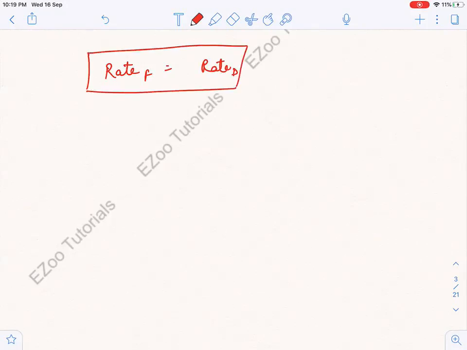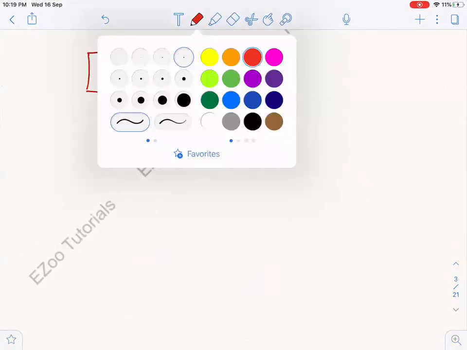Now let us see what we have written. So we wrote rate of formation is equal to rate of dissociation, right? This is the steady state equilibrium assumption. Okay, now let's see what we wrote.